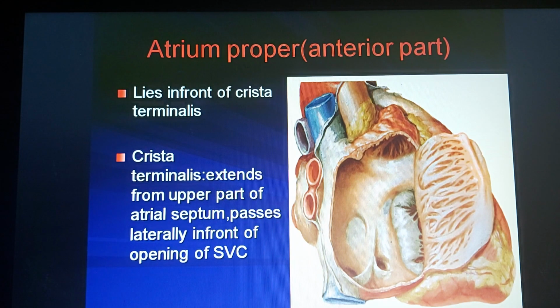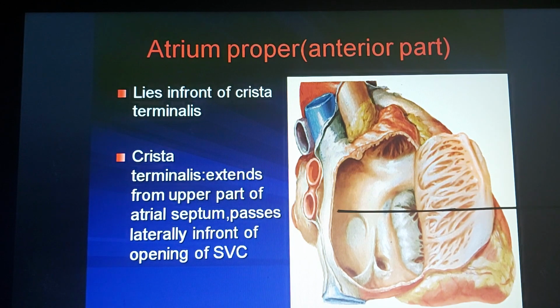Coming to the crista terminalis, it extends from the upper part of the atrial septum. So this is the upper part of the atrial septum, and it passes laterally.